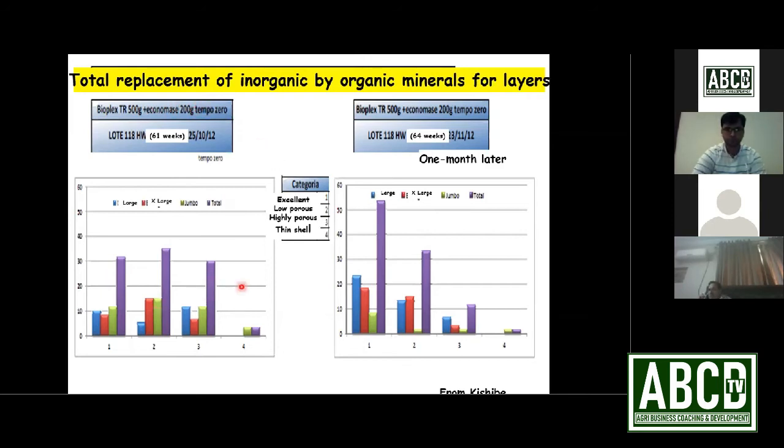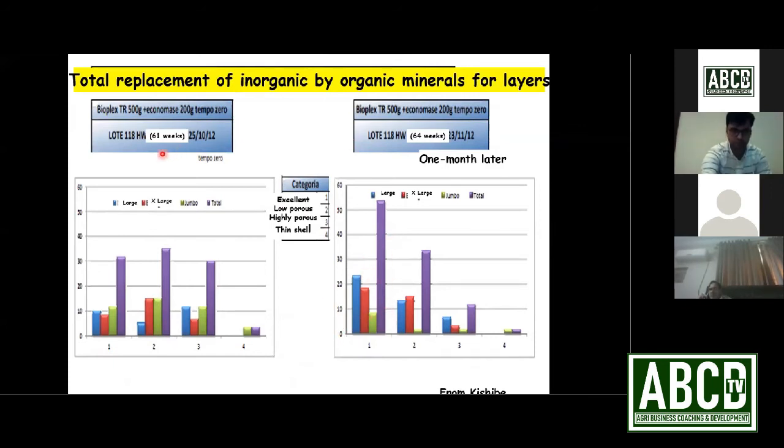And then they made the classification here. They classified an excellent egg, excellent shell, low porous, highly porous, and thin shell, right? So 1, 2, 3, 4. Large eggs, extra large, jumbo, and total. In 1 week, in 4 weeks, what they saw is that the excellent eggs, you see here the increase by using these organic minerals. See the increase here. So you have less minerals and much better performance.